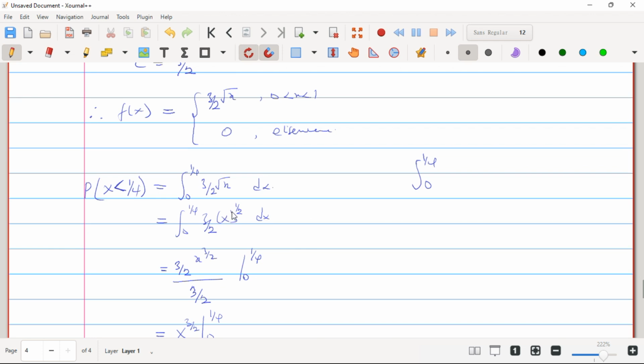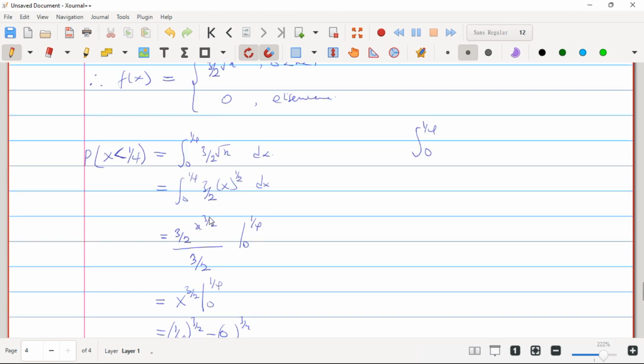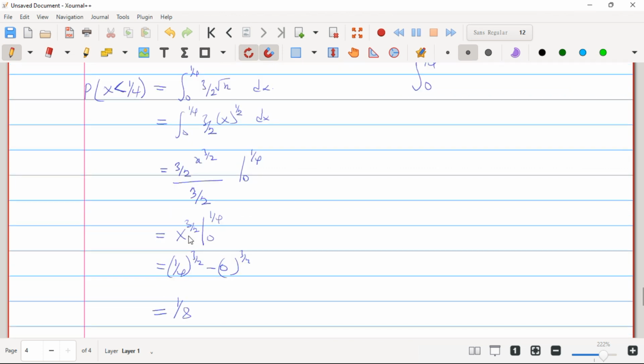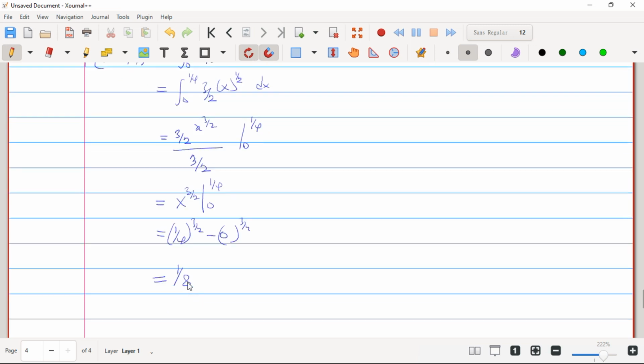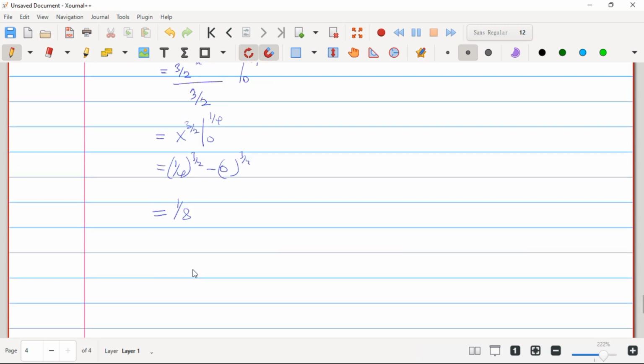If you can integrate this well, you just add 1 to the half and divide by half plus 1. When you do that, you get 3 divided by 2, but we already have 3 divided by 2 here, so this one will cancel that, and we are left with x raised to the power 3 divided by 2, integrated from 0 to 1 divided by 4. You put in 1 divided by 4 where the x is, subtract 0, and once you punch it on the calculator, you get 1 divided by 8.